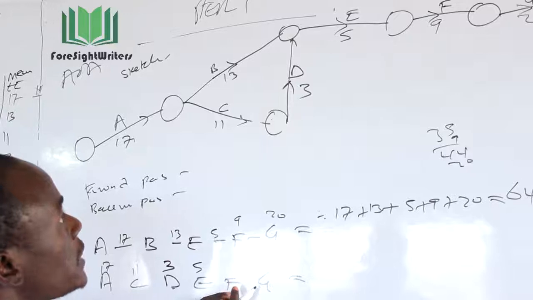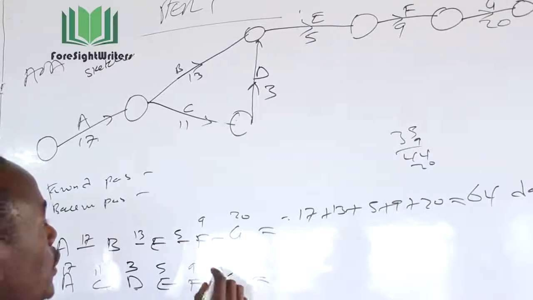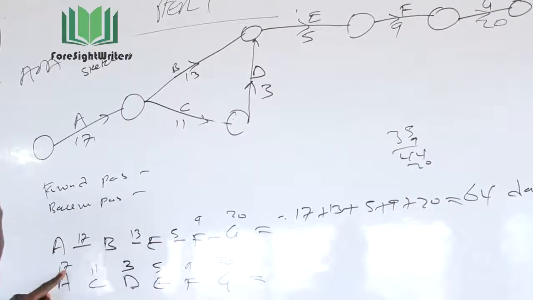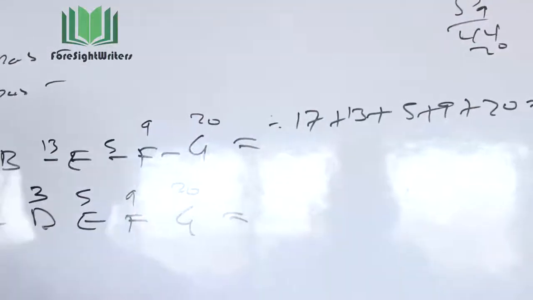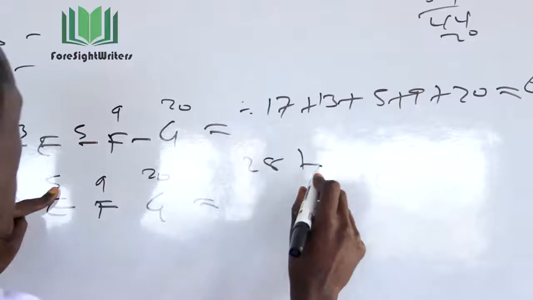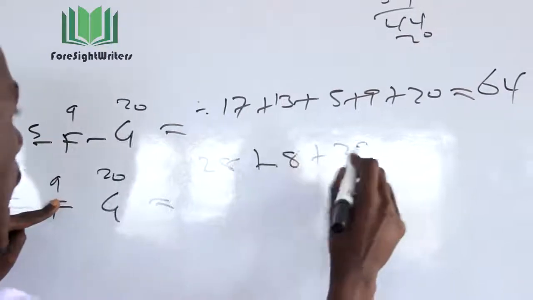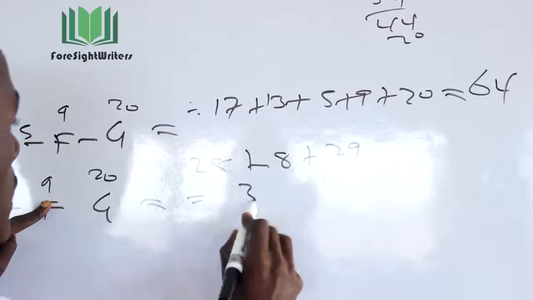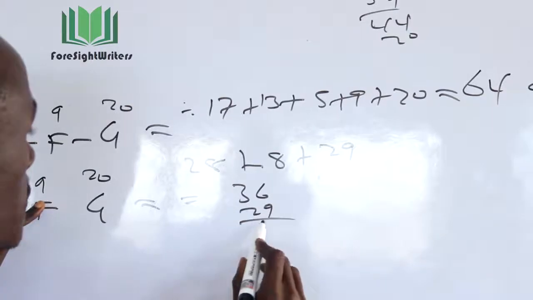So I also need to add these ones up here. So 17 plus 11 is 28. 28 plus 3 plus 5 is 8, plus 29. So this is 36 plus 29. This gives me 65. So this is 65 days.